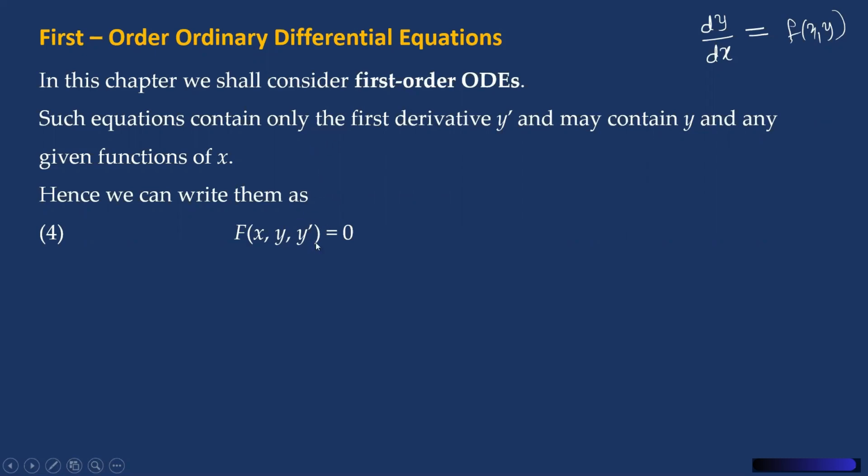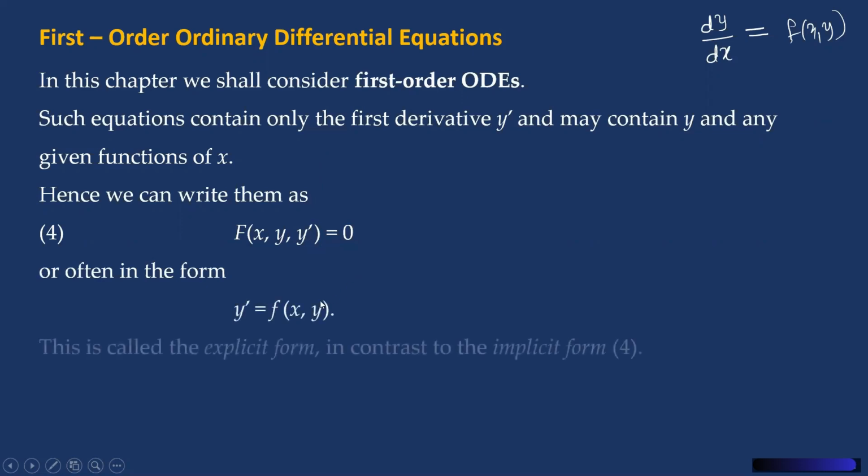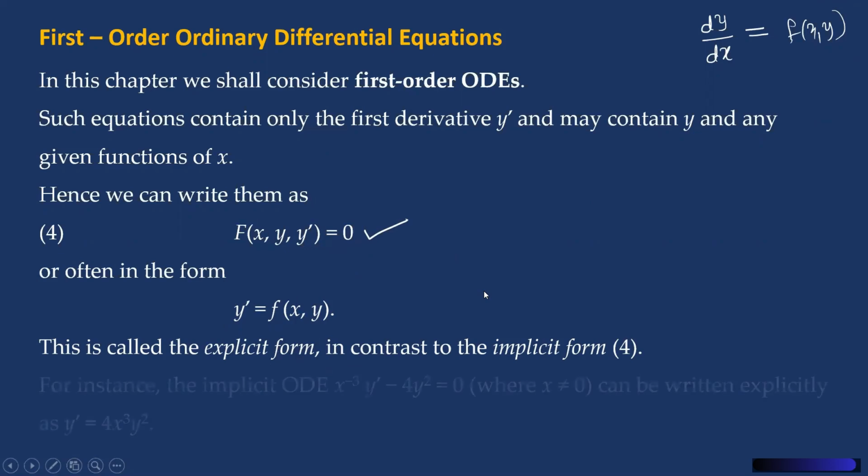So now, because it is an equation, I'm equating all this to 0. Okay, so this is the most general form. And then in some cases, it may also be written in this way: y prime is equal to f of x comma y, as I told you. And normally we call this kind of expression an explicit form. Or else, the other one is this equation 4. We can take this as the implicit form of first order ordinary differential equation.